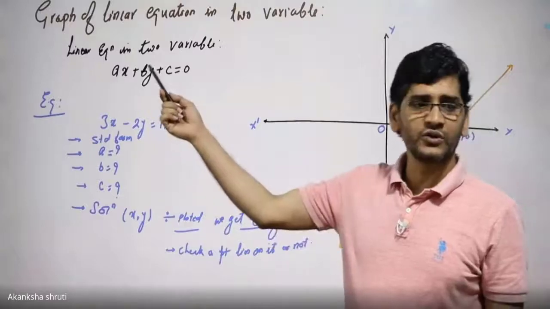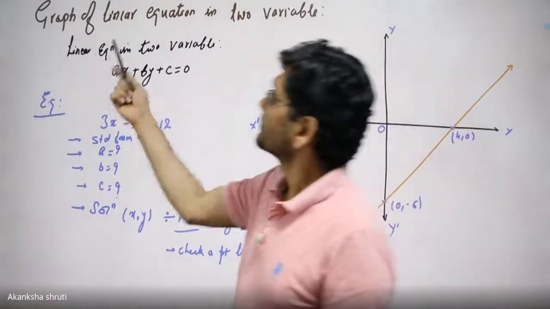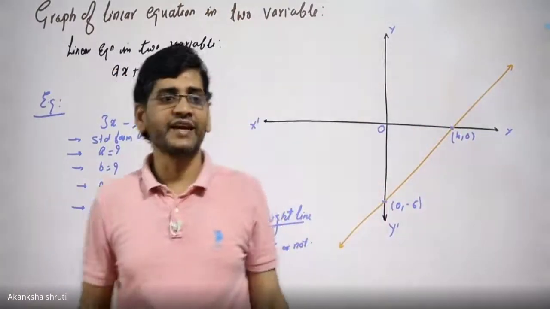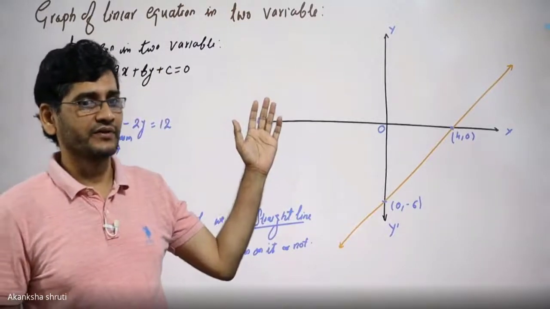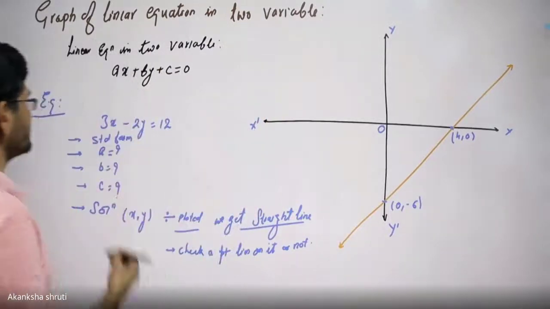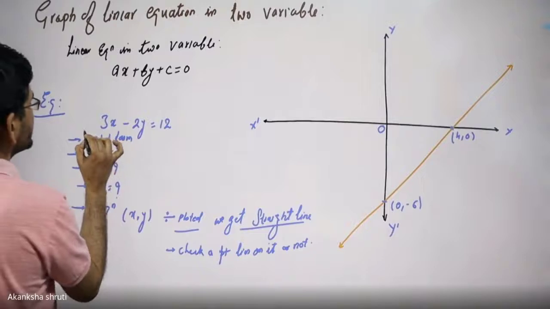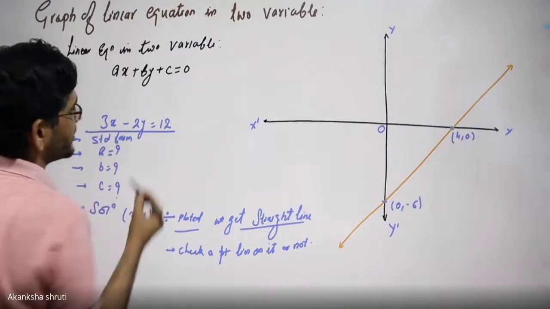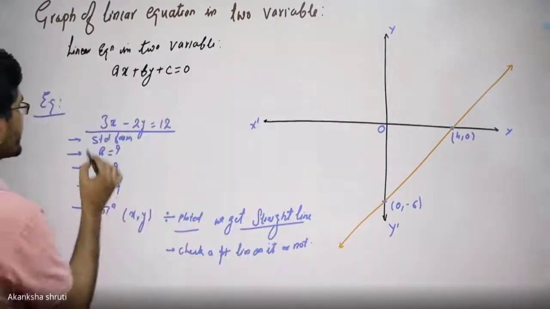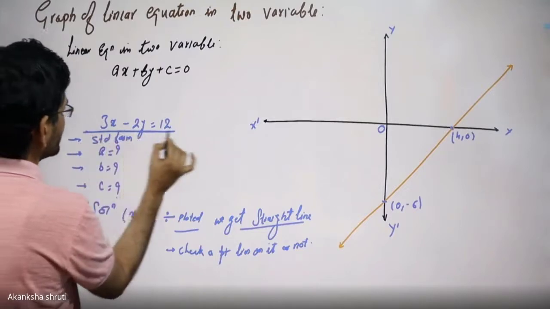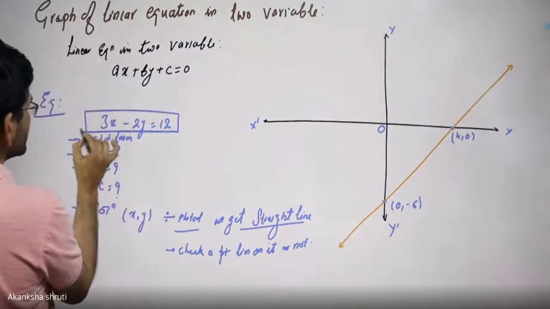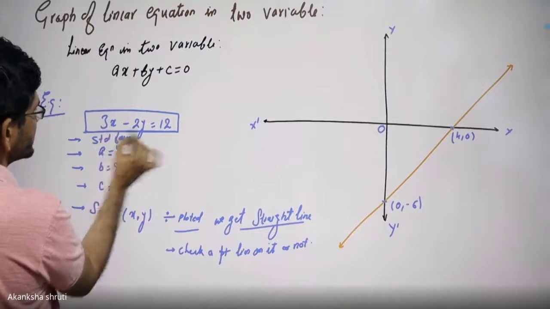Today we are going to learn about the graph of linear equations in two variables, meaning the plot of a linear equation in two variables over the graph. You will be given a linear equation like the one we have considered here.